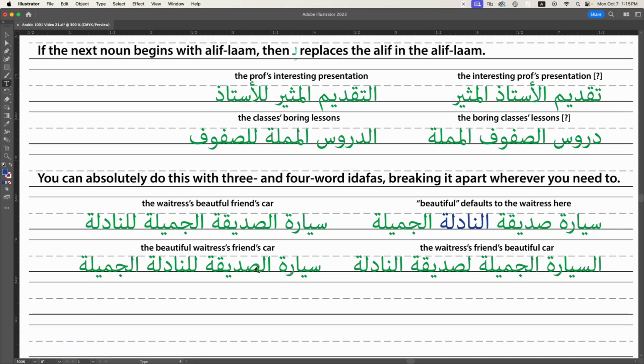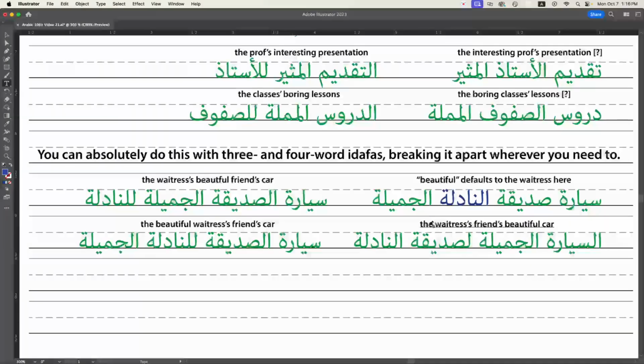If we want to be really clear, it's the waitress who's beautiful here. We can say sayyarat as-sadiqa lin-nadila al-jamila, the car of the friend belonging to the beautiful waitress. This is not often used, this last one. People will just use the default one, but if they want to be really clear, they'll say this. Or, more likely, they'll say this up here and then pause and be like, you know, it's the nadila who I'm talking about here, the friend. She's all right and she's a lot of fun, but it's the waitress who's the knockout here. So watch out for that. It can be ambiguous here and there.